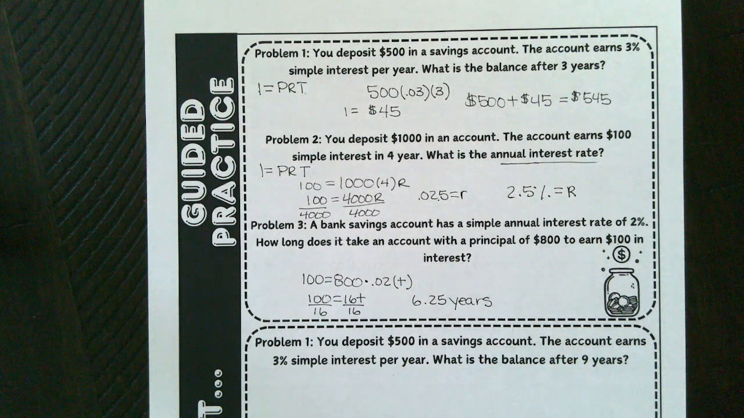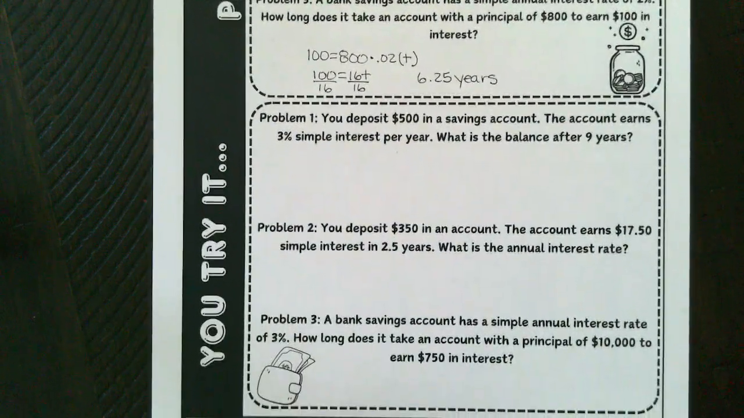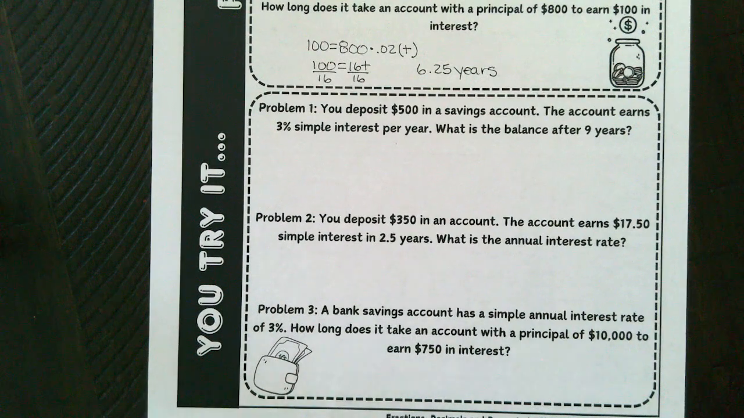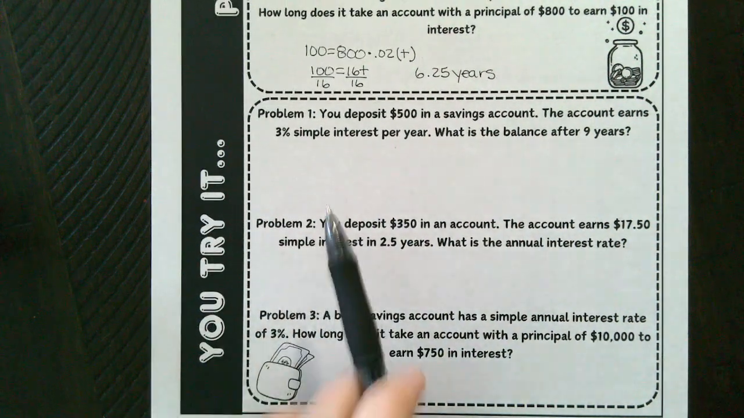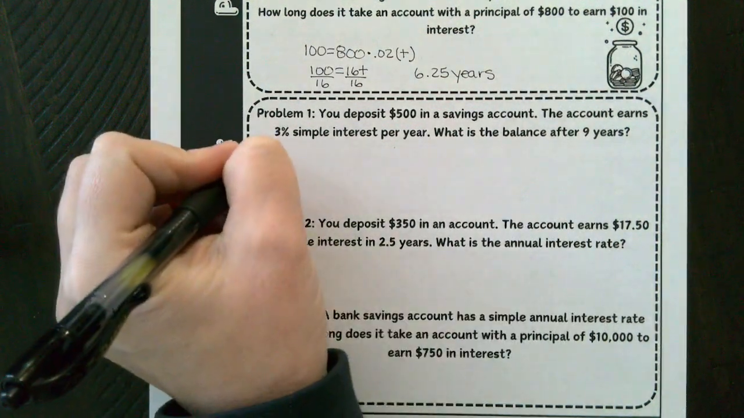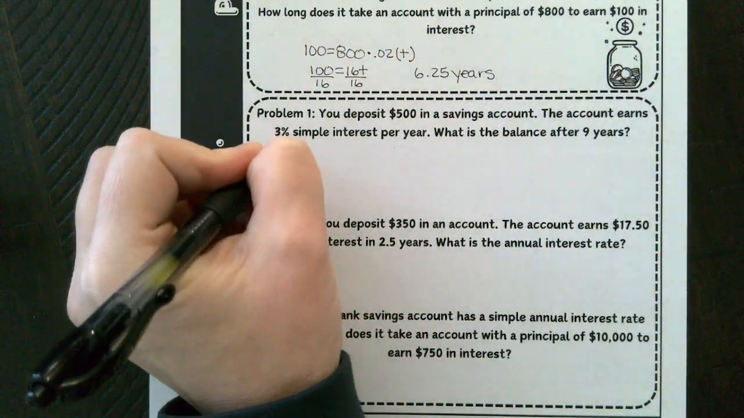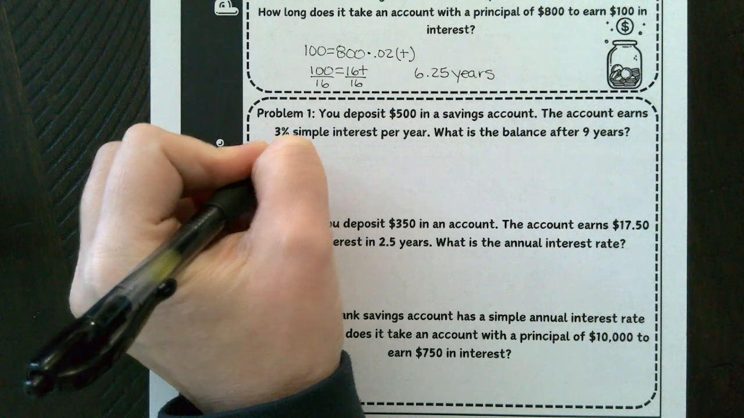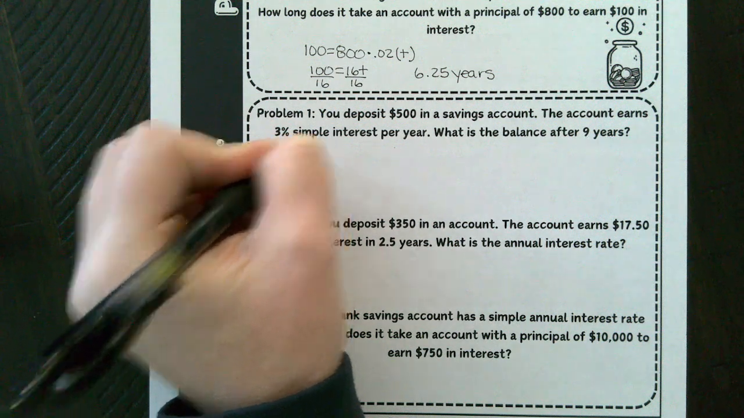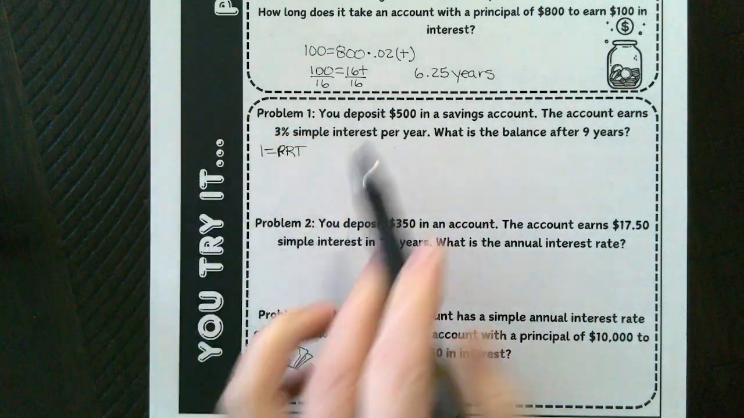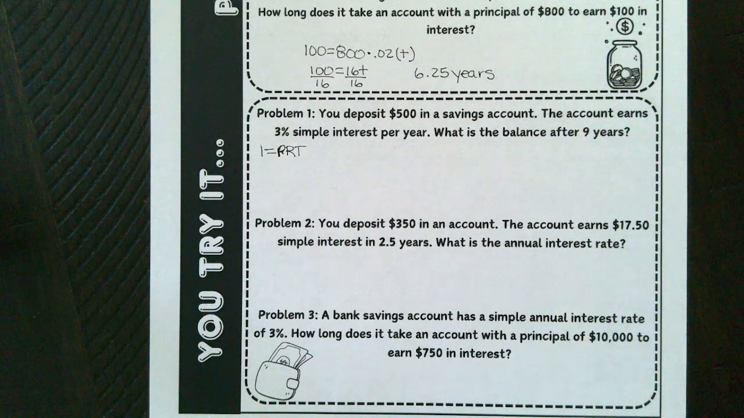All right, so you are going to do the You Try It problems here. I gave you 3 problems very similar to the ones we just did together. Make sure you're looking at the guided practice above, and you're looking at the information on the front to help you solve these problems. So don't forget your formula is I equals PRT. And then fill in the information you know and solve for what you don't know.